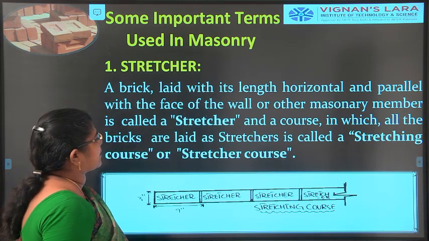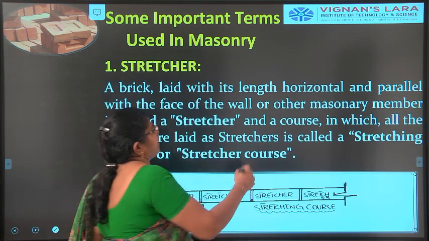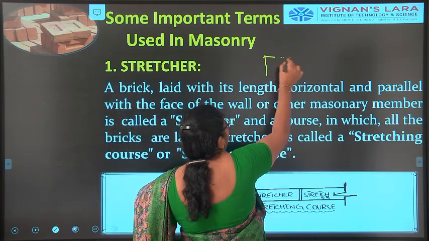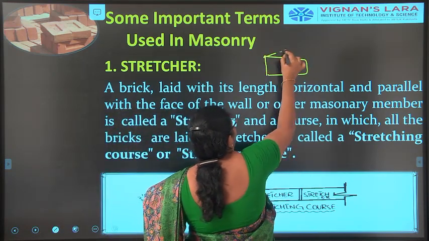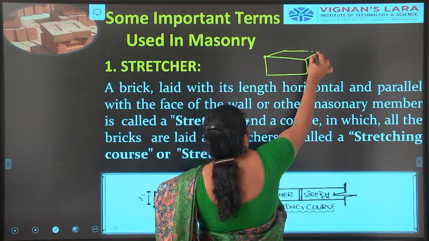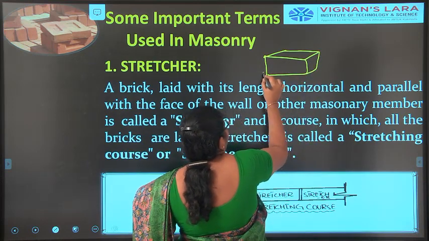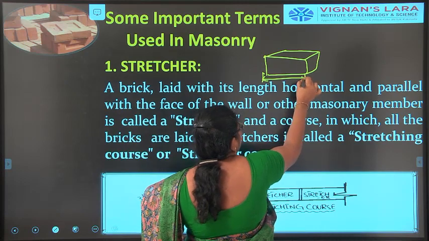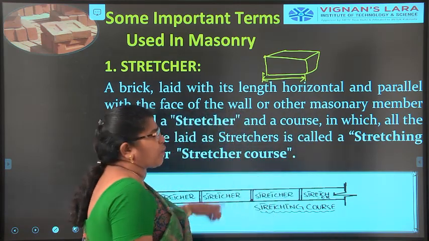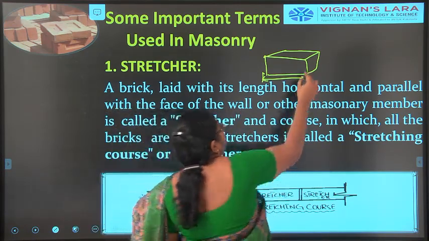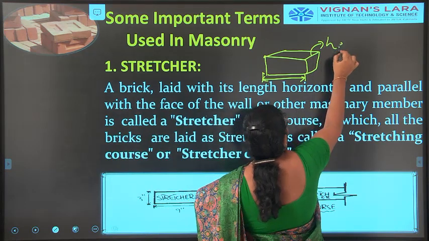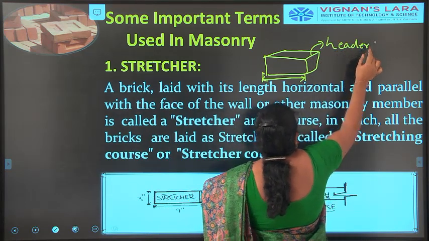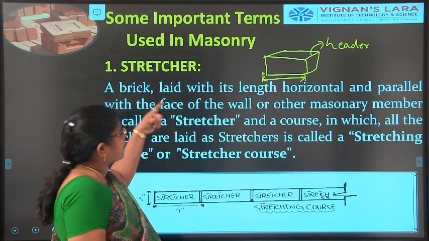Okay, the first one is the stretcher. We have already seen a brick, how it is. This is a brick, right? So this lengthy side we call a stretcher. The smaller side we call a header. This we call a header. Okay, so what is the strength?